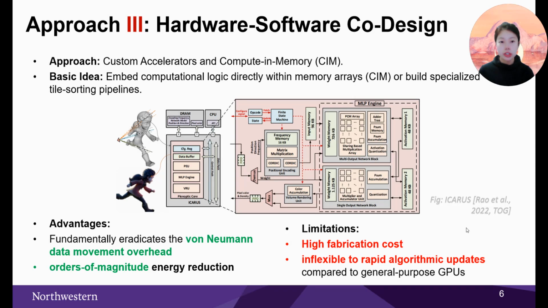CIM architectures attempt to solve this problem by embedding computation directly inside memory arrays. Using technologies such as RRAM, the system can perform operations directly where the data is stored. The key advantage is that it almost completely eliminates the data movement overhead, which leads to orders of magnitude energy savings. However, there are also practical challenges.